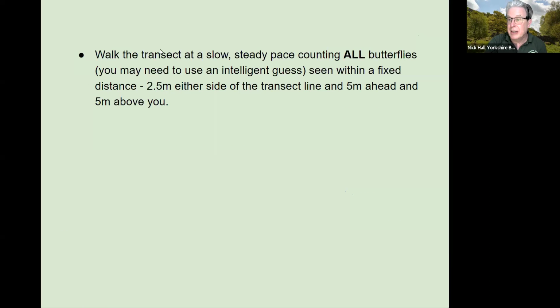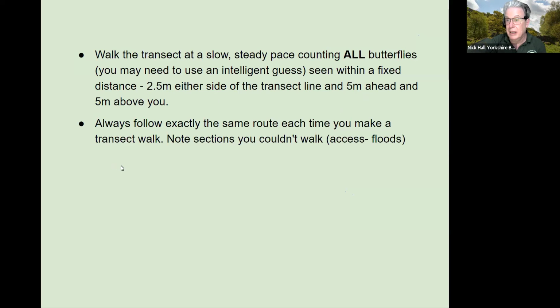So we walk our transect at a slow, steady pace. We're counting all butterflies, all butterflies. And as I've said, you may need to use an intelligent guess, but we need to get something for everything you see. And it's within that distance, 2.5 meters either side, and 5 meters ahead, and 5 meters above us. We always follow the exact same route each time.